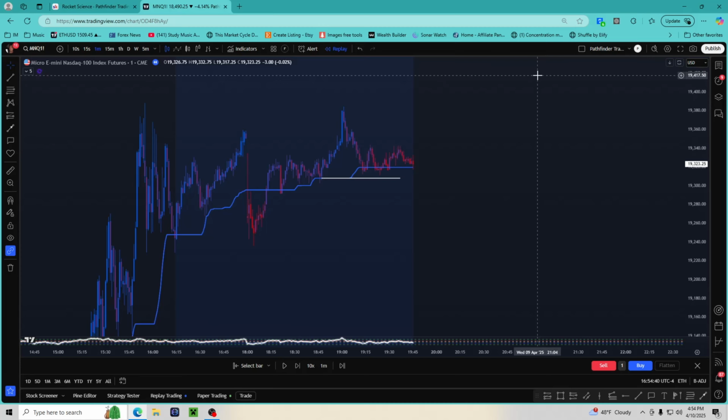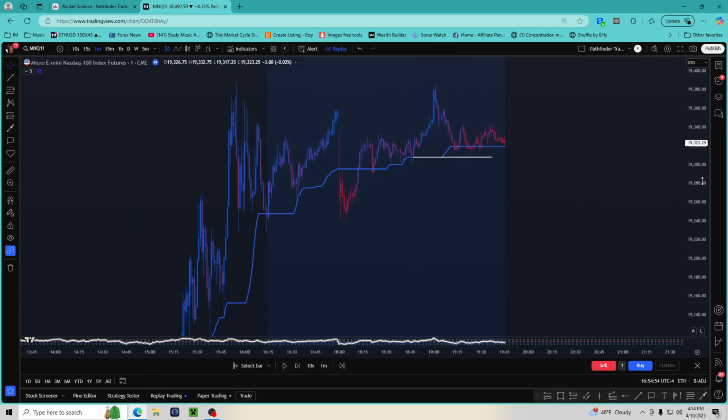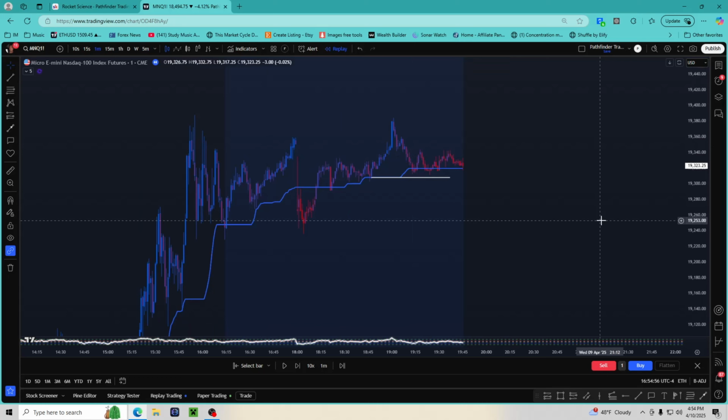So to start out, we're going to go ahead and cover the indicator here. I'm on 1 minute and I'm on micro, E-mini, NASDAQ 100. This is the main pair that I trade, and I mainly trade micros. Now, the indicator itself is going to consist of a few parts. There is a line here that you can see is blue, and we call this the basis, okay?